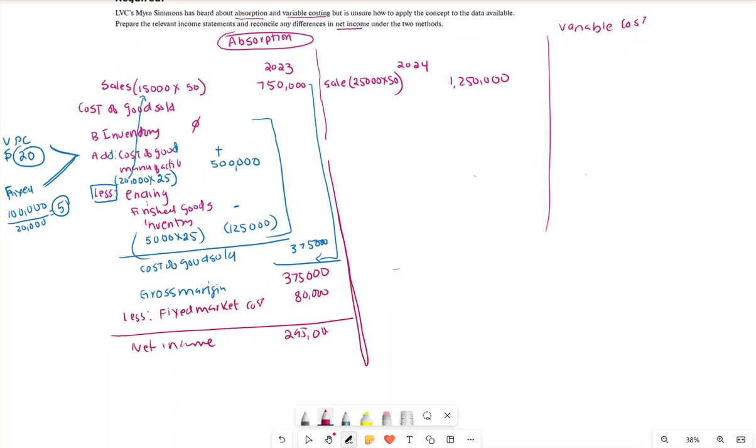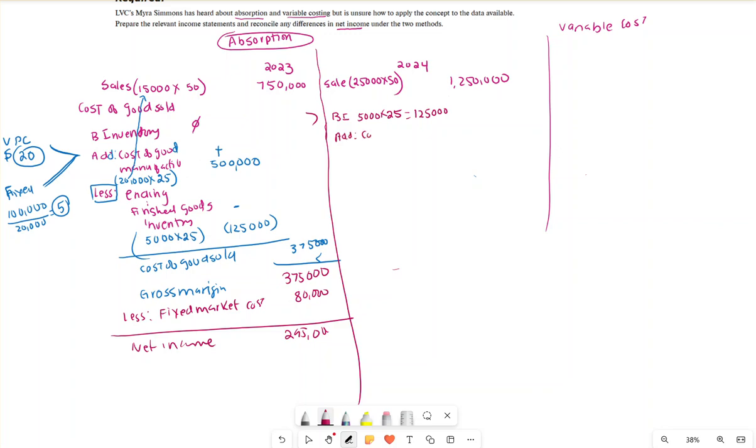And now the ending of one becomes the beginning of next. So the ending inventory of 1 year becomes the beginning inventory of the next year. If that's the case, let's put it together. My beginning inventory will be 5,000, and the cost of producing that was 125. That'll give me 125, and we are gonna add cost of goods manufactured.